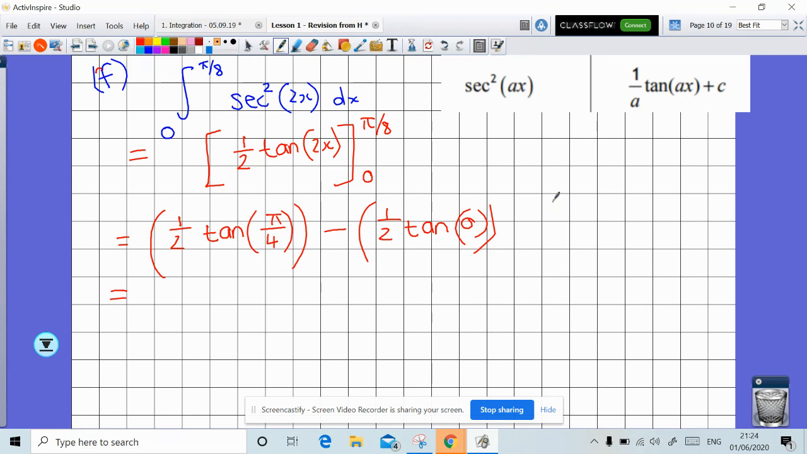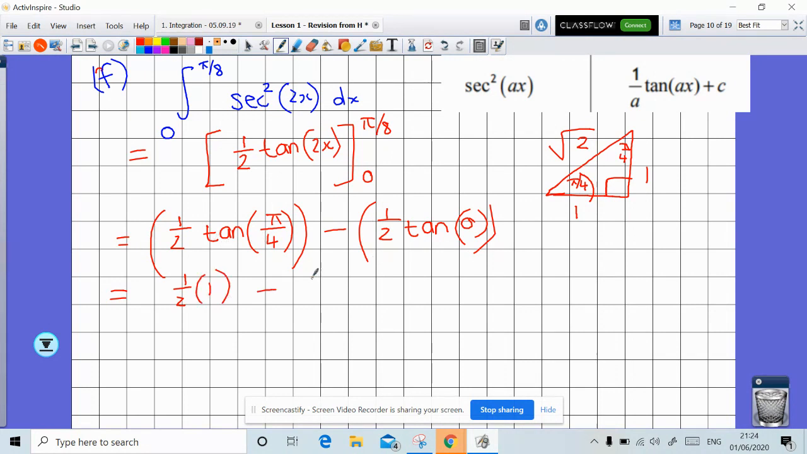Okay. So this could come up in the non-calculator paper. So in order to do that, you need to know your exact valued triangles. So if you don't know these, dig out your higher notes, get them written down. So it's 1, 1, root 2, pi over 4, pi over 4. So I've got tan of pi over 4. Okay, so let's look at this one. SOH CAH TOA. So opposite over adjacent. 1 over 1, which is just 1.